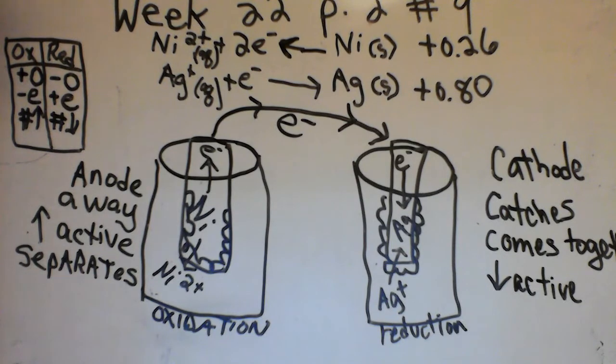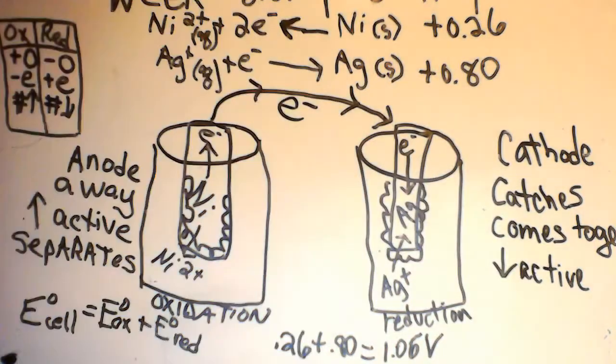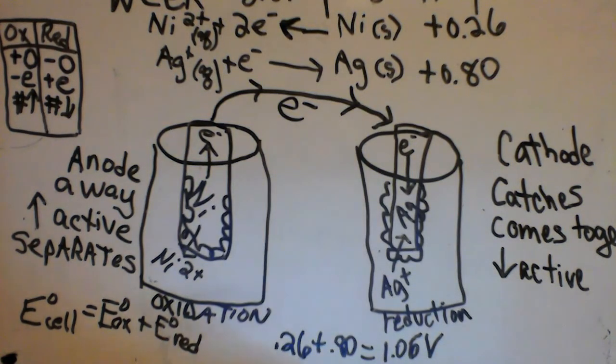Now the problem asks us what the standard cell potential is. And in order to find that, we have to add the oxidation potential with the reduction potential. So the standard potential for the entire cell is the oxidation potential added to the reduction potential. 0.26 plus 0.8 equals 1.06 volts, and that is the standard potential for this cell.